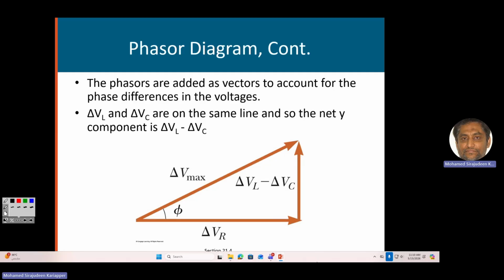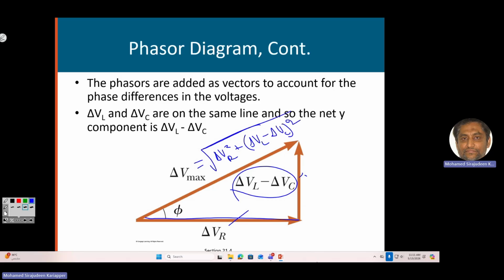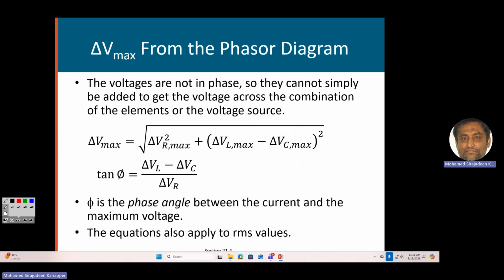So I took it out. You see this is already done for the VL and VC, and this is the VR. Now I want to add them. So this is equal to the square root of delta VR squared plus delta VL minus delta VC, the whole thing squared. Add the two squared things, and then take the square root, you will get the magnitude of the total voltage, and the angle phi will be from the tan phi. Here it is, and this is the angle.